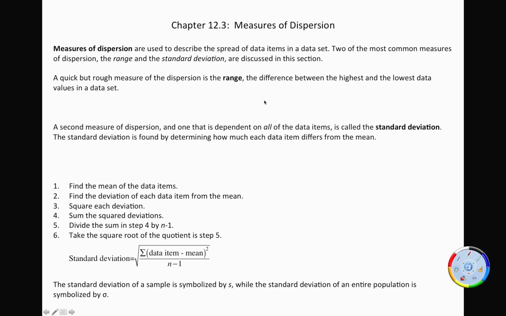Chapter 12.3, Measures of Dispersion. Measures of dispersion are used to describe the spread of data items in a data set. Think about this. Think about the two cities, Houston, Texas, and Honolulu, Hawaii.